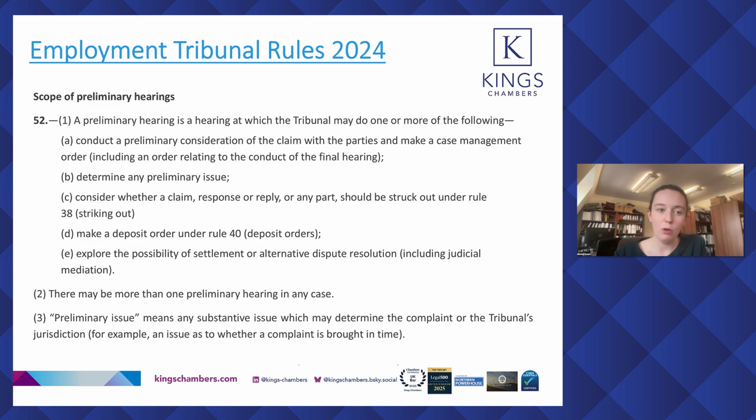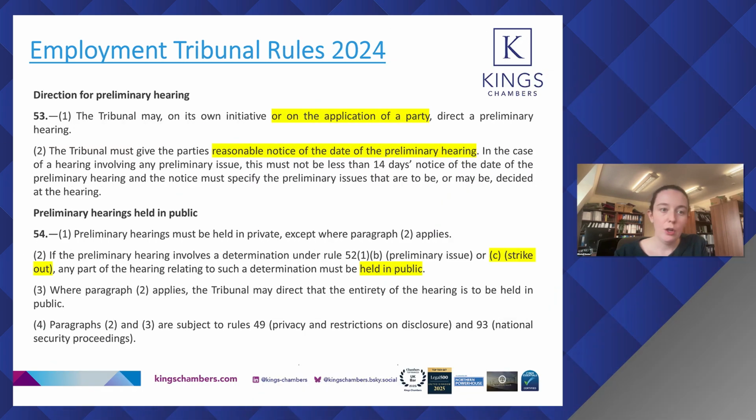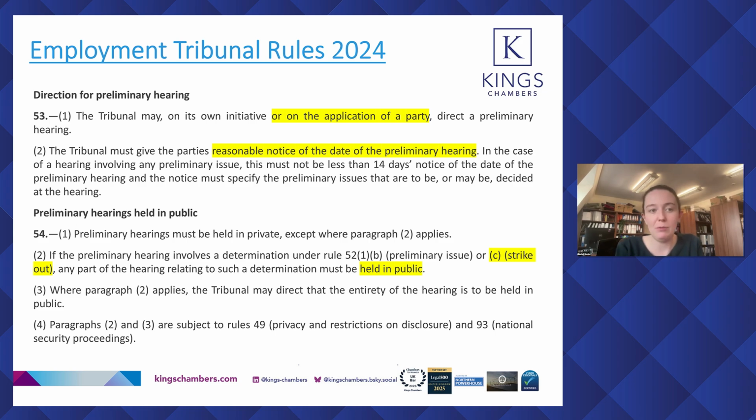And this is a good thing for both claimants and respondents to bear in mind about what can potentially happen at a preliminary hearing, what scope there is to shape a preliminary hearing in your side's favour using some of those different tools in the toolbox. Rule 53 and 54 are important. Rule 53 reminds us that the tribunal can direct its own preliminary hearing, which it will do in most claims, but the parties can also apply for a preliminary hearing.